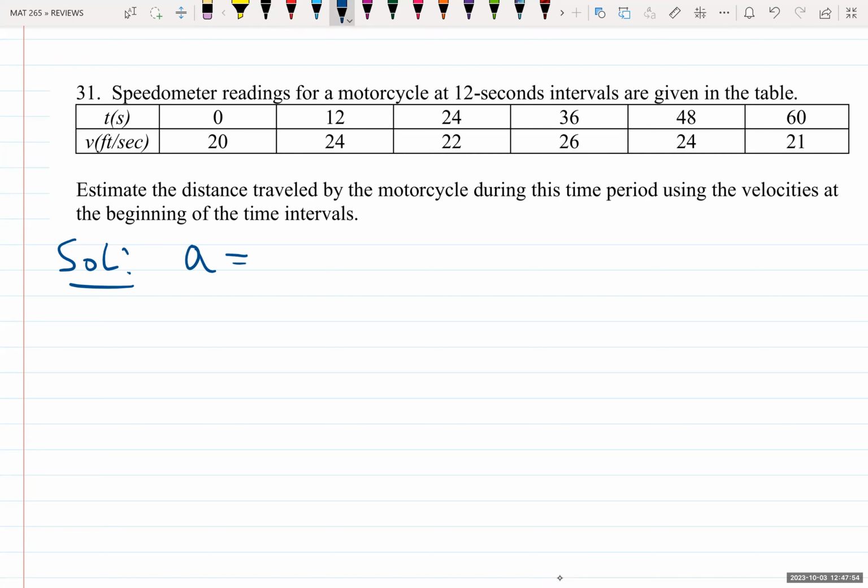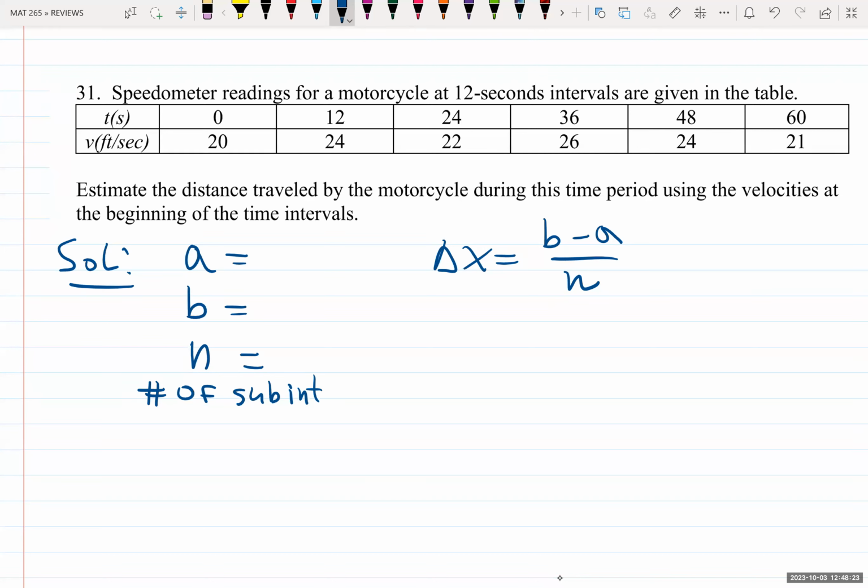I need to know A, I need to know B, and I need to know delta X from there. Delta X requires N first. So maybe let's not do that. N is the number of rectangles we're using, remember? Or number of subintervals. And then delta X follows: B minus A over N. N is the number of subintervals. Okay, A and B is always very easy to know.